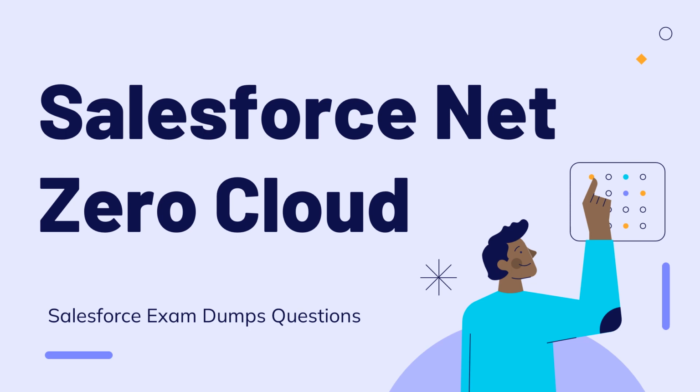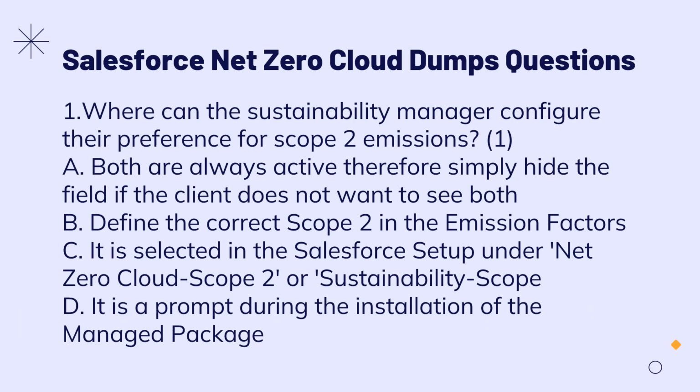Share some Salesforce Net Zero Cloud exam questions here. 1. Where can the Sustainability Manager configure their preference for Scope 2 emissions? A. Both are always active, therefore simply hide the field if the client does not want to see both. B. Define the correct Scope 2 in the emission factors. C. It is selected in the Salesforce setup under Net Zero Cloud Scope 2 feed or Sustainability Scope. D. It is a prompt during the installation of the managed package.